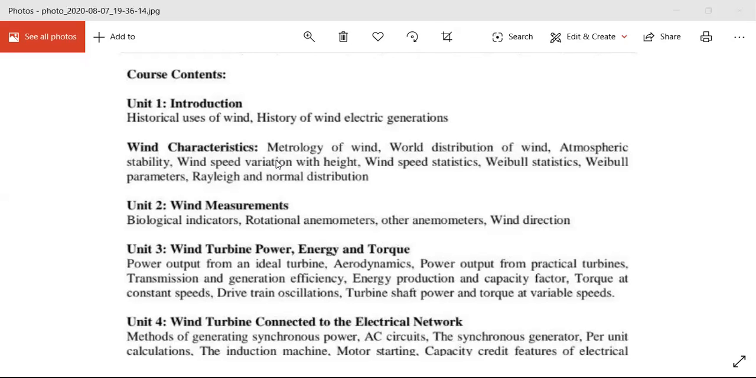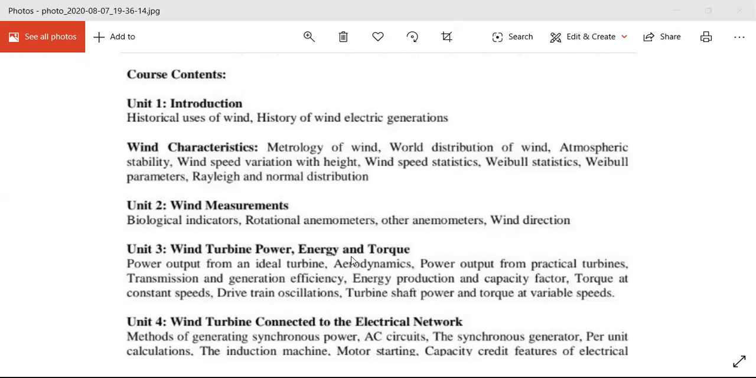Then in the second unit, we are going to learn about wind measurement. What are the parameters that come under measurement during power generation in a wind turbine? How should those parameters be measured with different apparatus like the anemometer and other devices like biological indicators, and the direction of wind also.